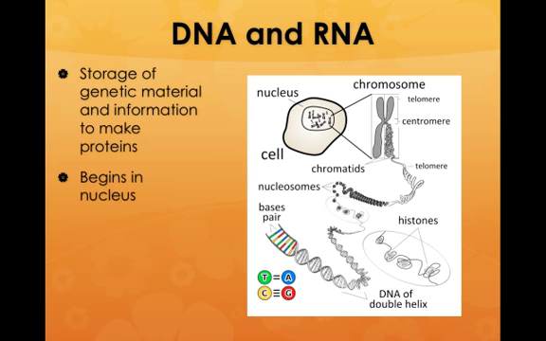DNA and RNA are the fourth major polymer that we have not talked about. The first one is carbohydrates, the second one is proteins, the third one is lipids, and the fourth one is nucleotides, which include DNA and RNA. You've heard a lot about DNA, but we haven't really talked that much about it.